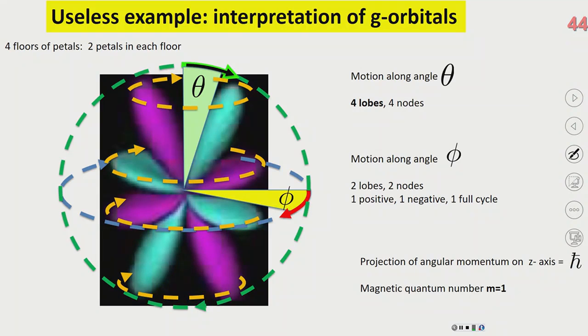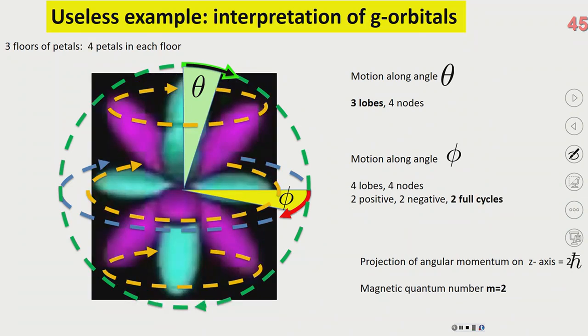Next one. 1, 2, 3, 4 lobes in the theta angle. And then if you go in a circle along phi, you have 2: one maximum, one minimum, and 2 nodal points. It means there is one full cycle and there is some slow motion around the x and y plane, this projection of angular momentum in the z direction. So maybe 4 floors populated with this pattern. Now, next one.